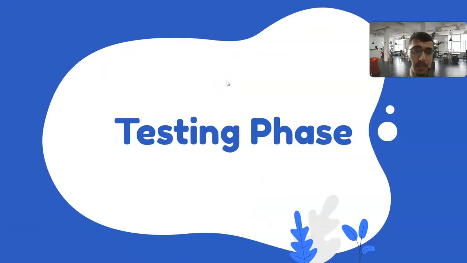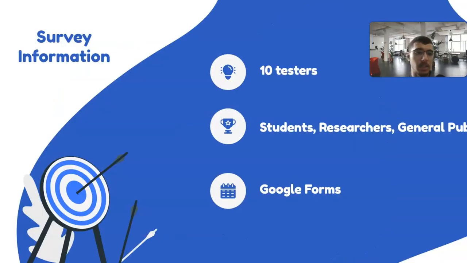Now, we've also performed a testing phase, which is the third objective of this project. Now, to give you information about the survey that we have done, in total, I was able to collect feedback from 10 testers. Those testers were students, researchers, and people from the general public. So I had in total 4 students, 2 academic researchers, and 4 people from the general public test the website locally on my computer.